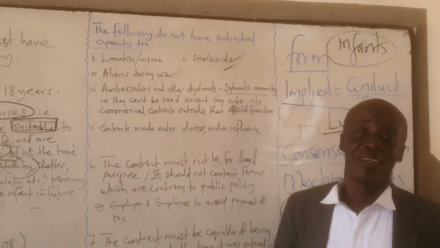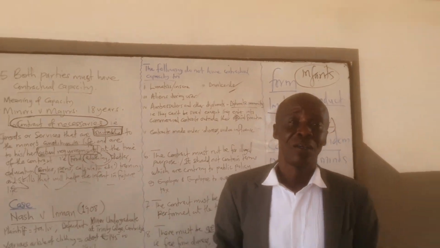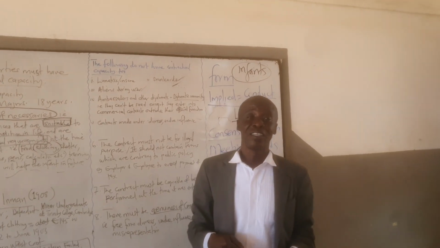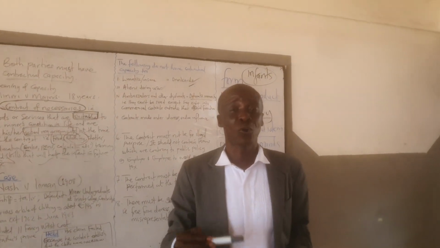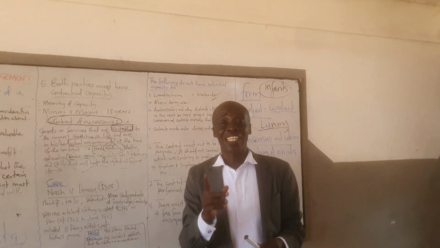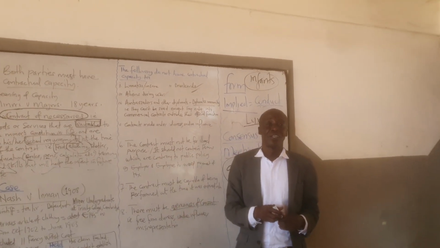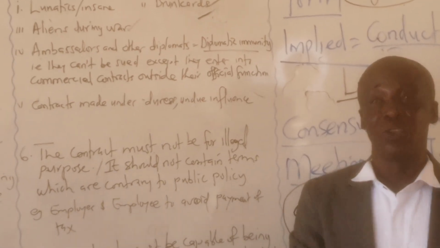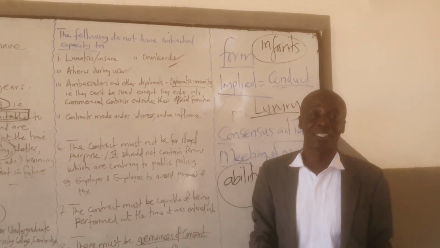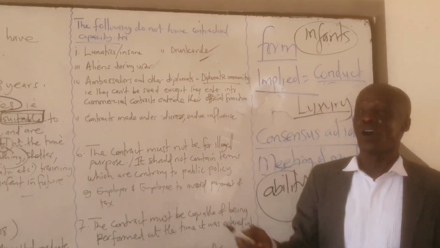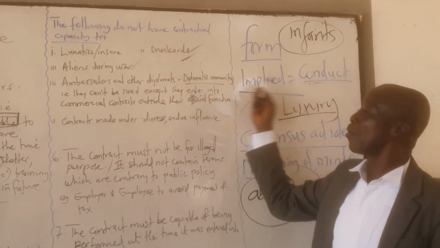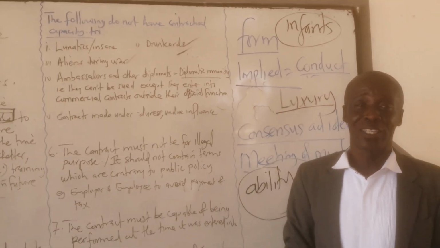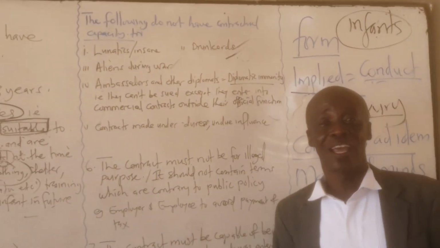Another one is ambassadors or other diplomats. They have what we call diplomatic immunity. And such people, you cannot sue them. So if he has diplomatic immunity and he's protected by law, you cannot sue him. Then you don't have to enter into a contract with that person. So ambassadors or other diplomats who have diplomatic immunity, you are not supposed to enter into contract with them. So take note of that one.